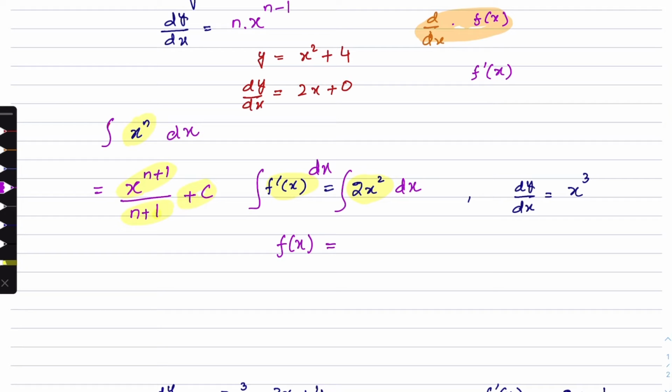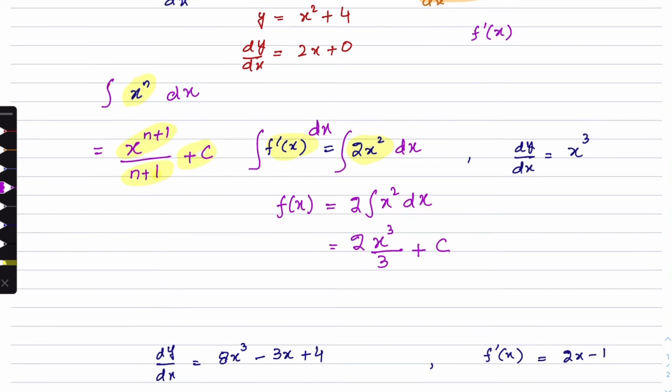And on this side, like in differentiation, first we write 2 outside the bracket, and here integral of x square dx. Now can you tell me the integral of x square? This becomes x power 3 divided by 3, plus c. Very well done. This is x cube over 3 plus c. Another, dy over dx is equal to x cube.